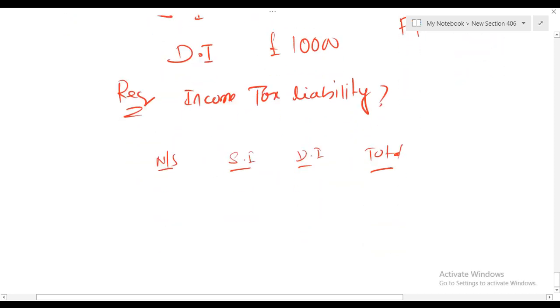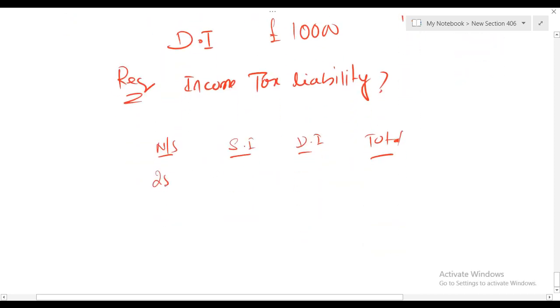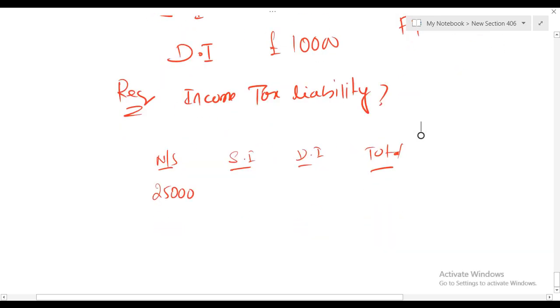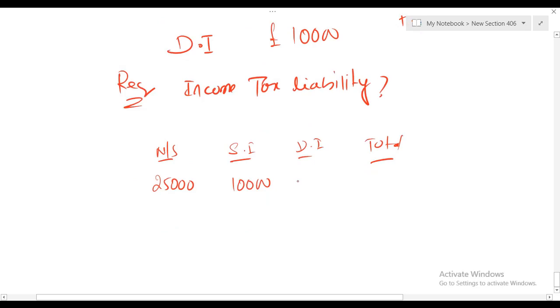Employment income is a non-saving income, which is 25,000. Saving income is obviously saving income, which is 10,000. And dividend income is also 10,000. So the total amount is 45,000. Personal allowance: 12,570.